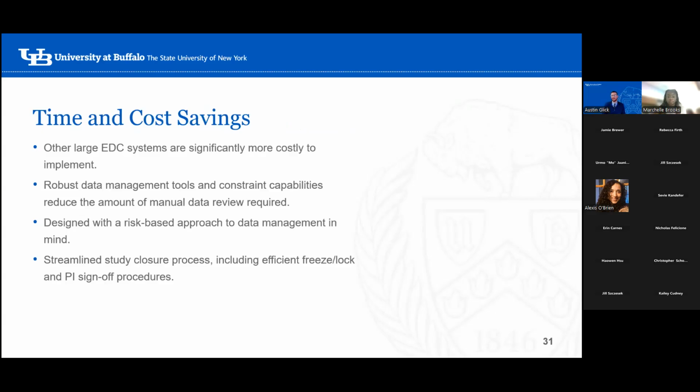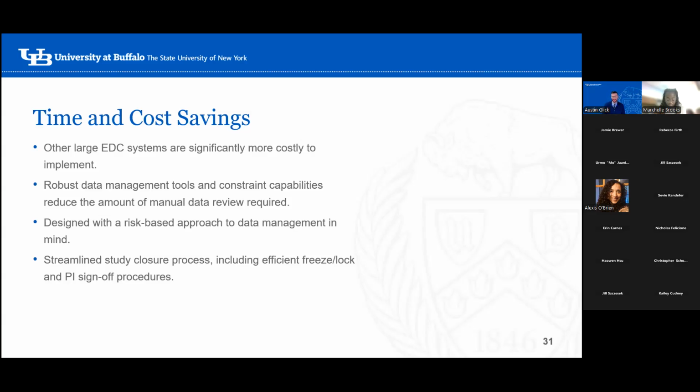And then time and cost saving. So other large EDC systems are significantly more costly to implement. We've managed to set this up at UB through our office. And so the only cost to PIs is the cost of us and our office being on there, either hourly or with percent effort. It's got robust data management tools and constraint capabilities to reduce the amount of manual data review required.